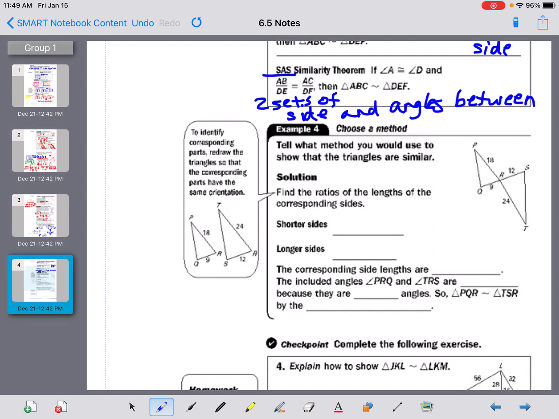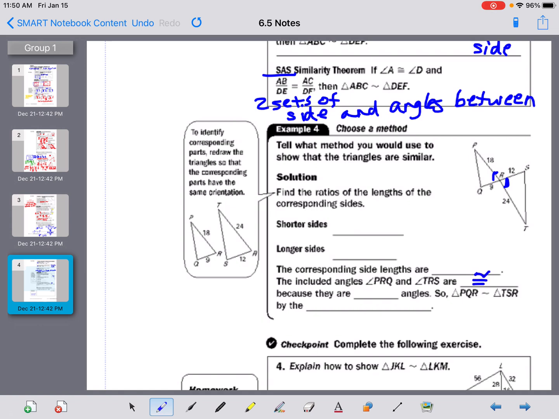So on number 4, I have 2 triangles, and they say, do you think these triangles are similar? So I'm going to look first for angles. Are there any angles I can prove congruent? With that little X right there, I get some vertical angles, those angles that are straight across from each other. So I do have 1 set of angles. PRQ and TRS are congruent.